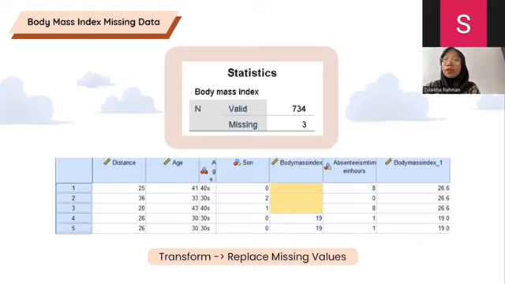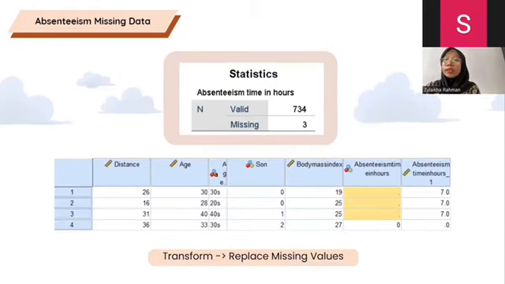For BMI, all of this missing data will be replaced with 26.6, as this method uses the mean to fill the missing value. Next, for the absenteeism data, there are 3 missing values too, and all of these missing data will be replaced with 7, the same as the previous method, which uses the mean to fill the missing value.